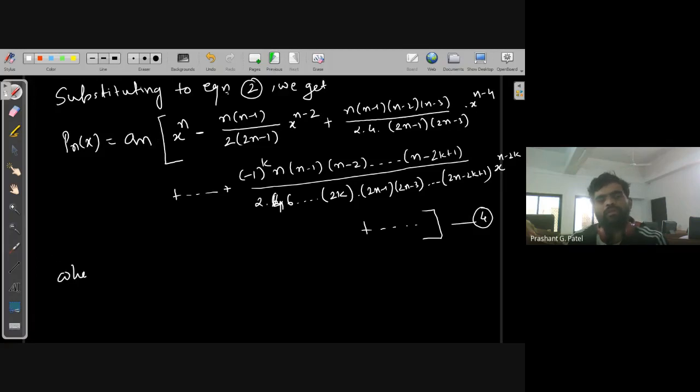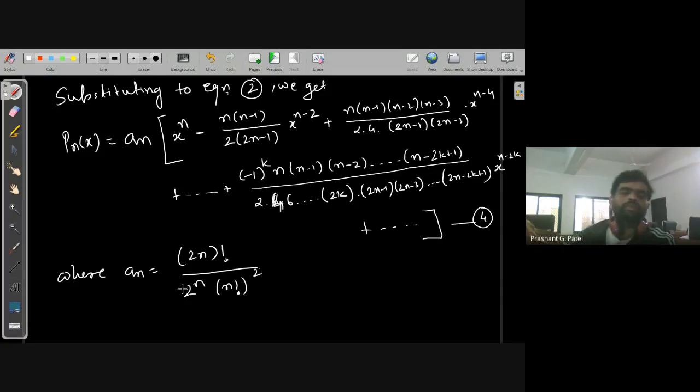And I also replace this value of an, where the an we already have is 2n factorial upon 2 power n into n factorial square. This is the value of an that we can replace here.